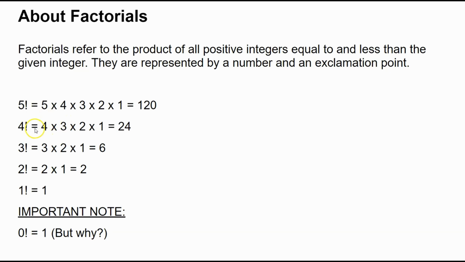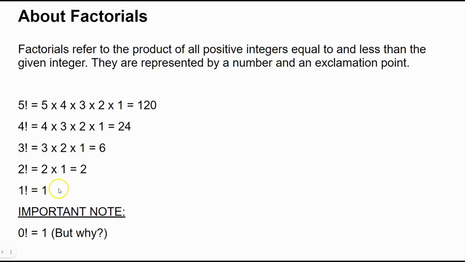Likewise, with 4 factorial, it's the same thing, but you start with 4 and then work your way down to 1. Pretty much the same concept for 3 factorial and 2 factorial. 1 factorial is only equal to 1 because there's no other positive integer that's less than 1. You have 0, but 0 is not a positive number, so 1 factorial is just equal to 1.